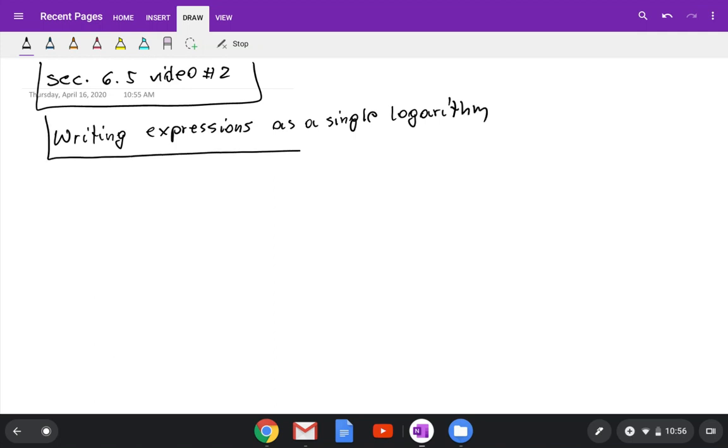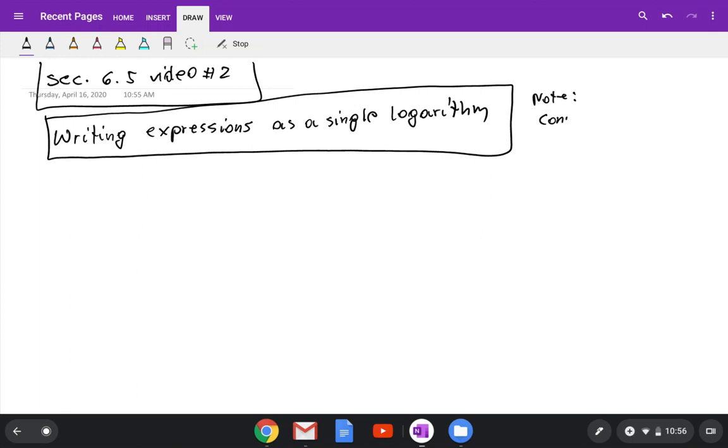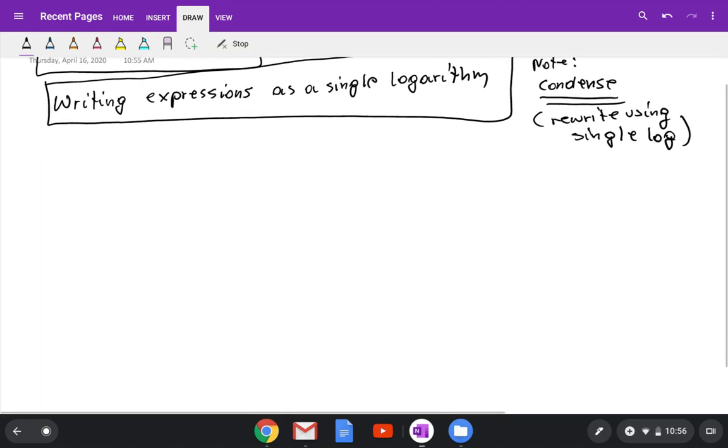So we're going to do the opposite of what we did. We're going to rewrite the expanded form to a condensed form. So here we're going to condense. We're going to shrink it, okay? Make it short. Okay. So we're going to rewrite using a single log.